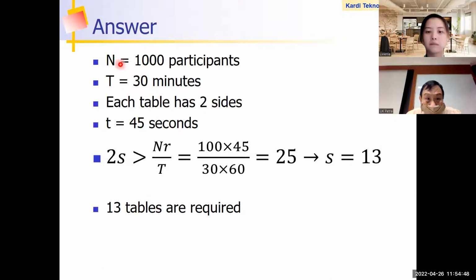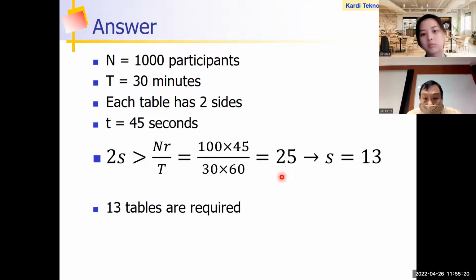So we have N is 1,000. The time that you require is 30 minutes. Each table has two sides. And the time to finish is, this is with R, 45 seconds. So the server itself is two sides, so I put 2S in here. Clear? And then I put this inside the formula. Because this is seconds and minutes, I need to multiply by 60.